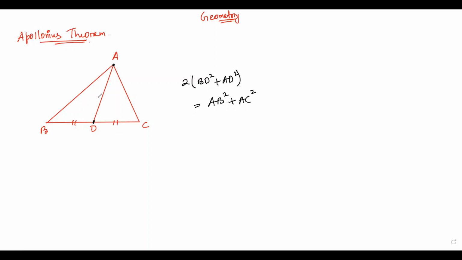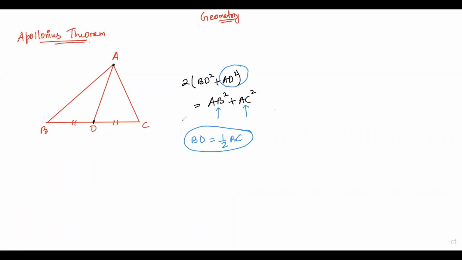This Apollonius theorem would be very much helpful whenever we need to find the length of any median of a triangle when the lengths of the sides are given. Here, AB is one side of the triangle, AC is the other side of the triangle, and BD can be written as half of BC. So, if we know the length of AB, the length of AC, and the length of BC, in that case, we would be able to find the length of AD, that is the length of the median of the triangle.